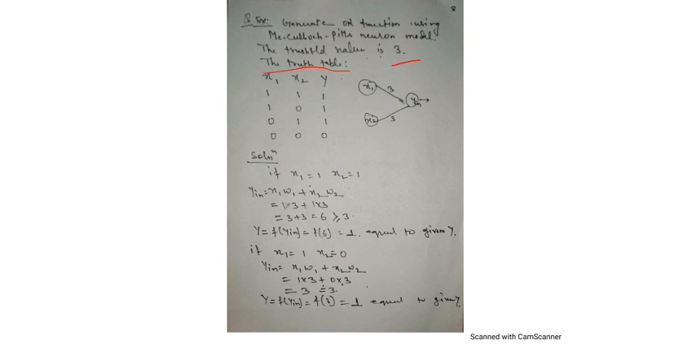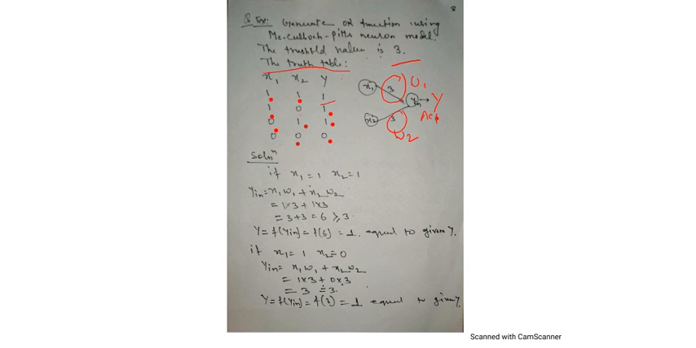This is the truth table: x1, x2 and y. When x1 is 1, 1, then y is given. It is the targeted value, the predicted value. For 1, 0, it is 1. For 0, 1, it is 1. For 0, 0, we get 0. And what about the threshold value? This is the weight. This weight is for x1 and this weight is for x2. So this is W1 and this is W2. Clear? And here we will get y, that is after activation.